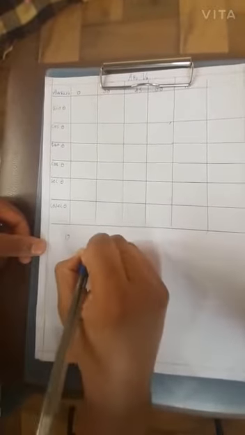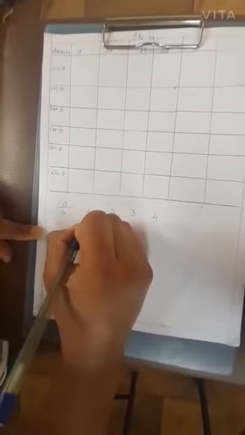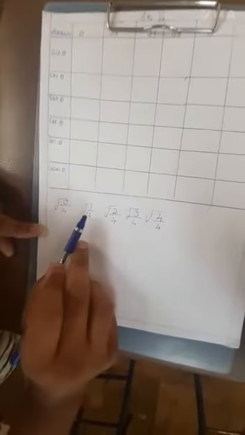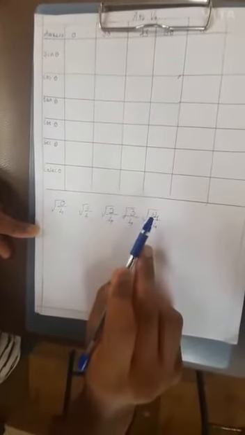Now first I will be teaching how to derive sine. To derive sine, I will write 0, 1, 2, 3 and 4. Now I have to divide everything by 4 and root everything. Now this will be sine 0, this will be sine 30, this will be sine 45, this will be sine 60 and this will be sine 90.